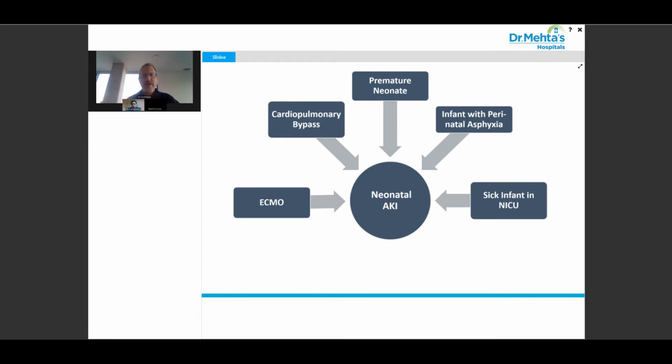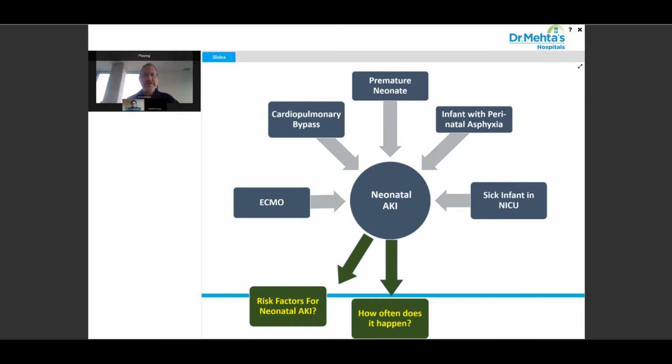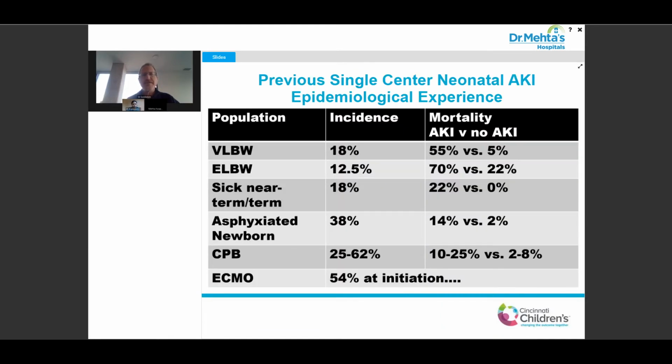And so, again, we needed to understand some basic epidemiology in terms of risk factors, prevalence, and what are the outcomes. If you looked at single center AKI experience prior to 2015, you see an incidence that ranges from about 1 in 8 to, in ECMO, almost 50%. And in every study, patients who developed AKI by any definition had significantly higher mortality rates than those without AKI.